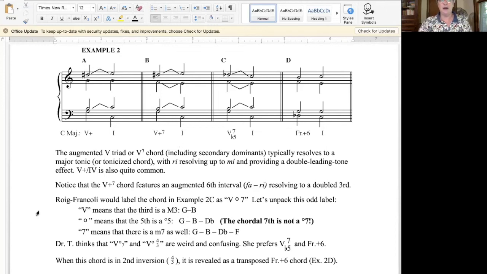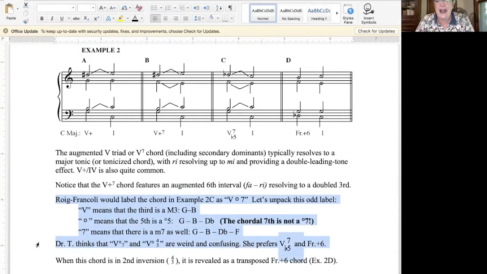I'd like to talk a little bit about Mr. Roig-Francoli's labels for the chords in examples 2C and 2D. He would label the chord in example 2C as a 5 with a little diminished circle 7. So let's take a minute to unpack this odd label. The capital Roman numeral 5 means that the third of the chord is a major third. So that accounts for the G and the B. The little diminished circle doesn't mean that the triad is diminished, because the triad has a major third. What it means is that the fifth is a diminished fifth.